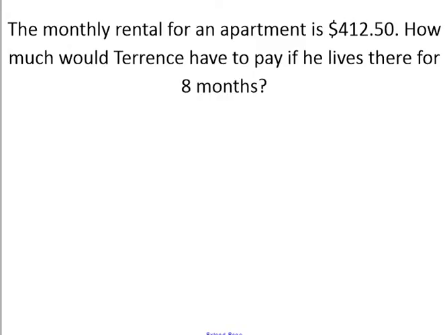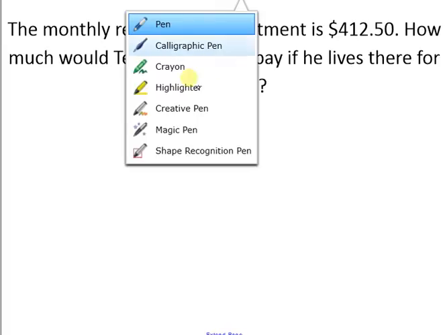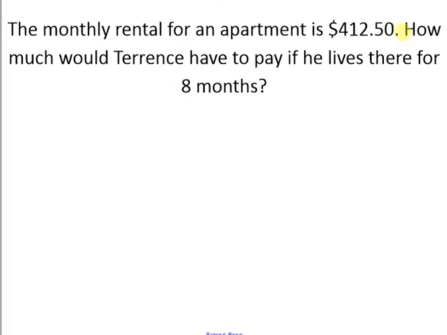All right, the monthly rental for an apartment is $412.50. How much would Terrence have to pay if he lives there for 8 months? So we're going to go ahead and highlight our question. How much would Terrence pay if he lives there for 8 months? And then we need to determine our operation. So what I see here is repeated addition.